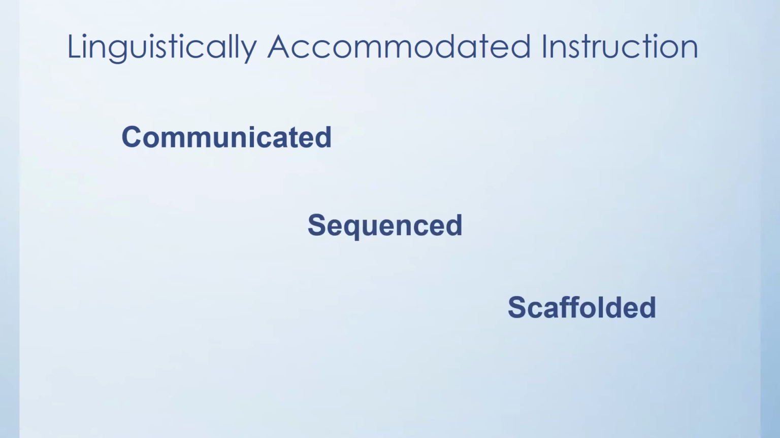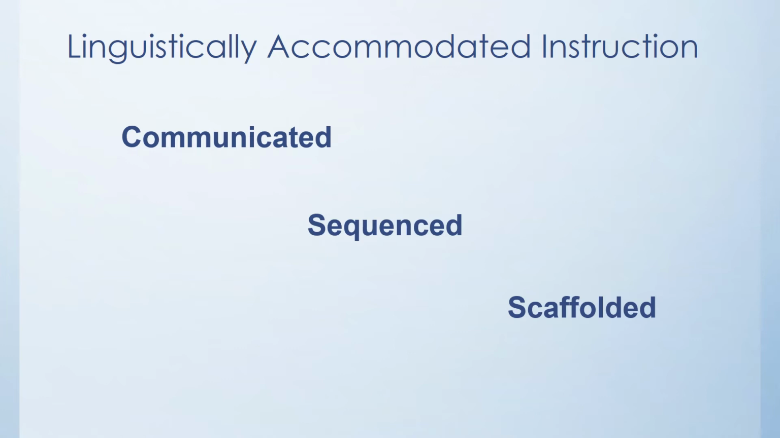The state of Texas tells us that instruction has to be linguistically accommodated. Number 1, it has to be communicated. How do we as educators make the content comprehensible to all students? What support needs to be in place so that students get the lesson? How are you communicating the lesson to the student?